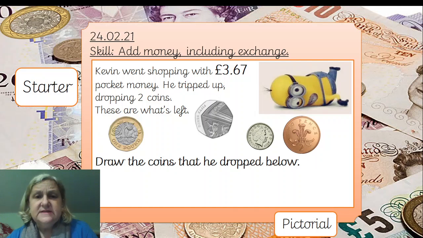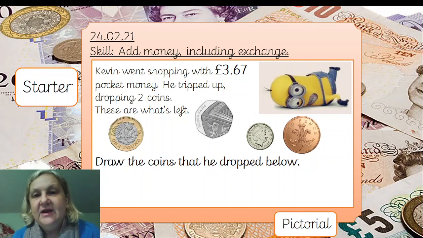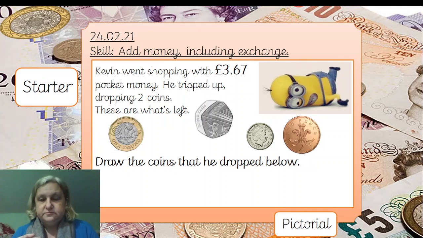So you've got a starter here, and just before we do that, I'm just going to go through the skill with you. Today we're going to add money, and we did this yesterday. We were naming amounts of money, and we were grouping those together and learning to count the money on by counting up and doing it out loud. And today we're going to do very similar, and we're going to include an exchange, so exchanging 100 pence for £1, and it will become clearer a bit later.